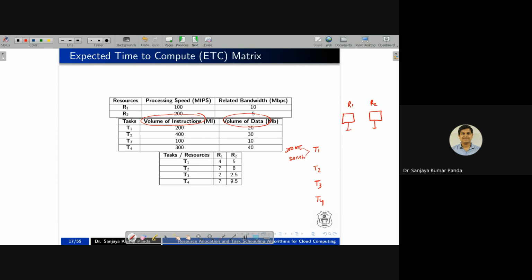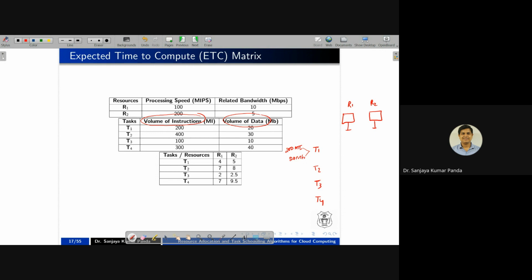Every instruction has some data, right? If you take any instruction, say a load into a particular register or a move between registers, every register has some content. If it is an 8-bit register, you are moving 8-bit data from one register to another. So the volume of instruction is 200 MI and the volume of data for the task is 20 MB.